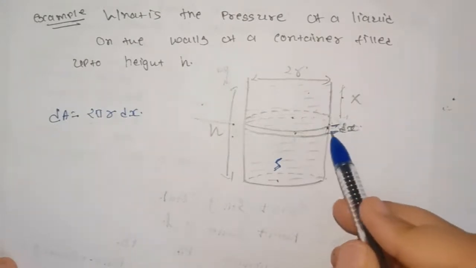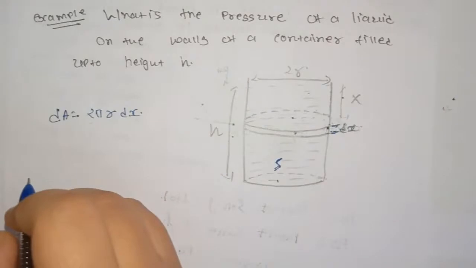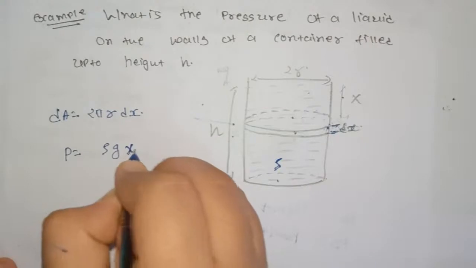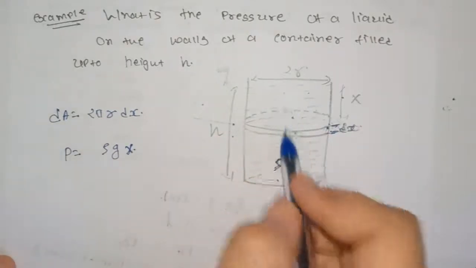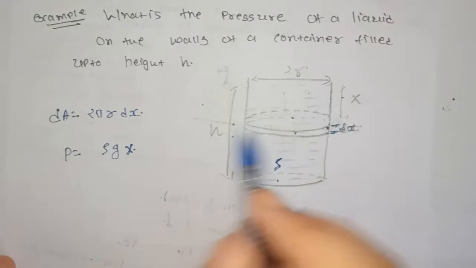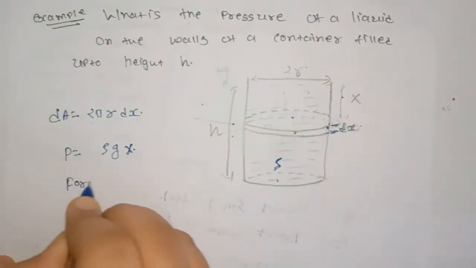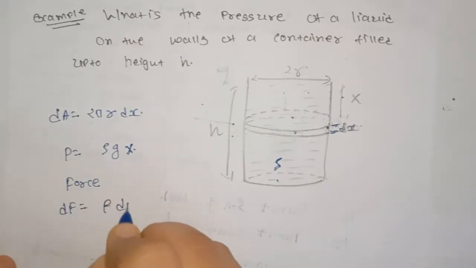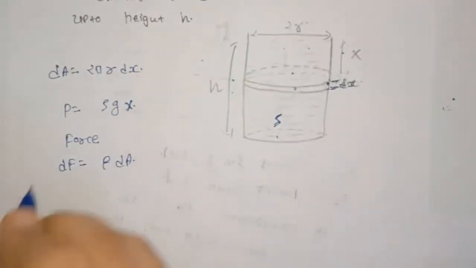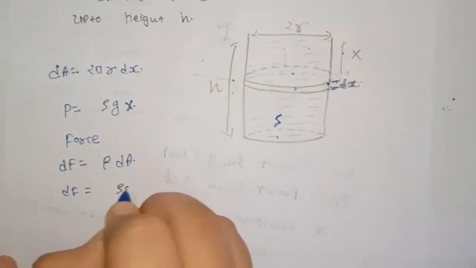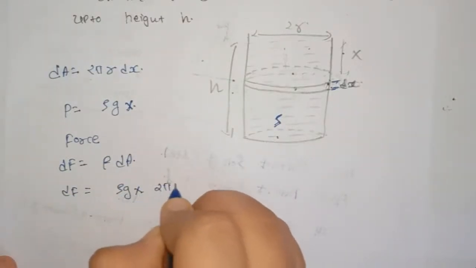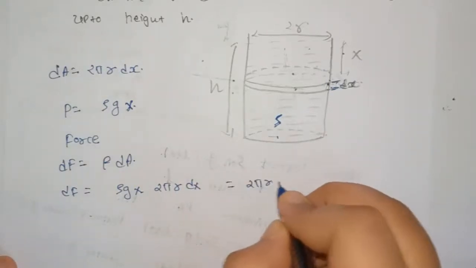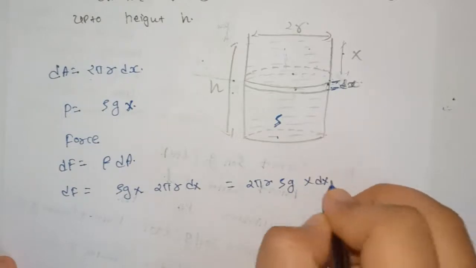The pressure on this area due to the liquid is rho g x, because it is due to this height. Now the force on this area will be equal to dF is equal to P dA. So dF will be equal to rho g x into 2 pi r dx. So that will be 2 pi r rho g x dx.